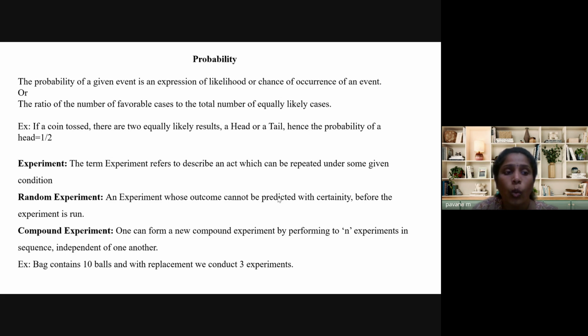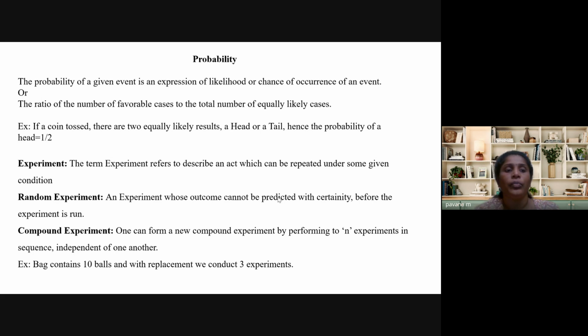Now, what is the definition of probability? The probability of a given event is an expression of the likelihood or chance of occurrence of an event. That means probability is the chance of occurring. It does not totally happen; we can only estimate. There is a chance of occurrence of that particular situation, so we are calculating the chance.